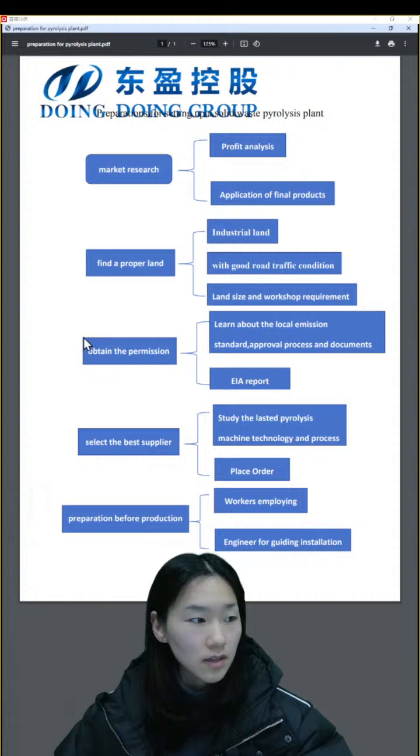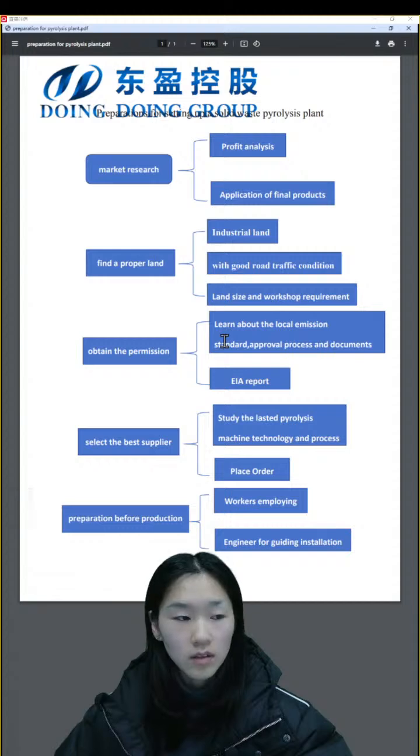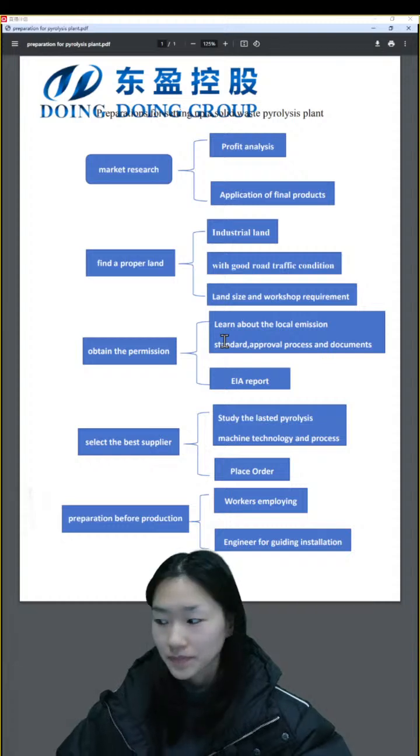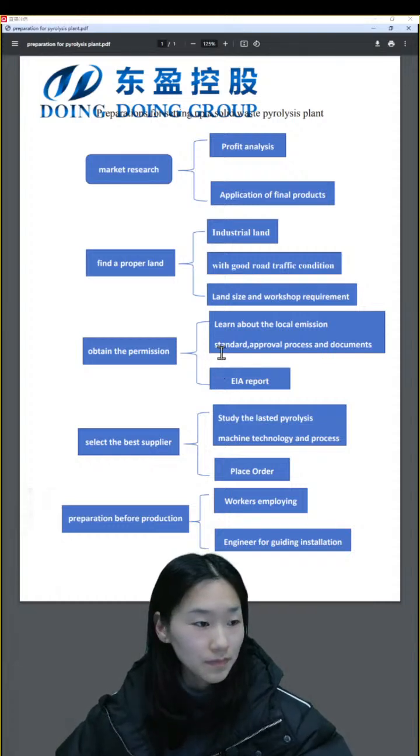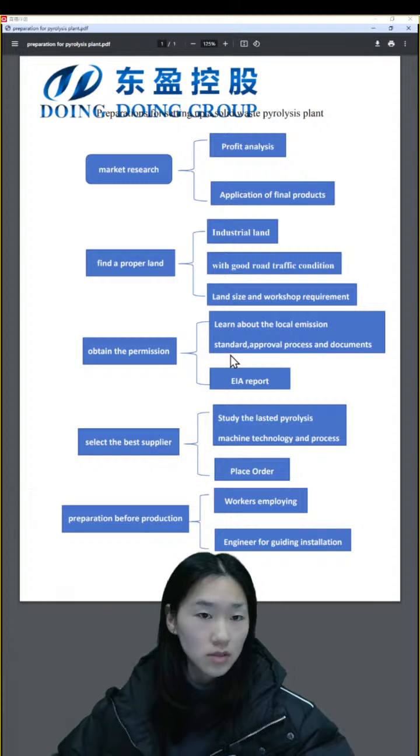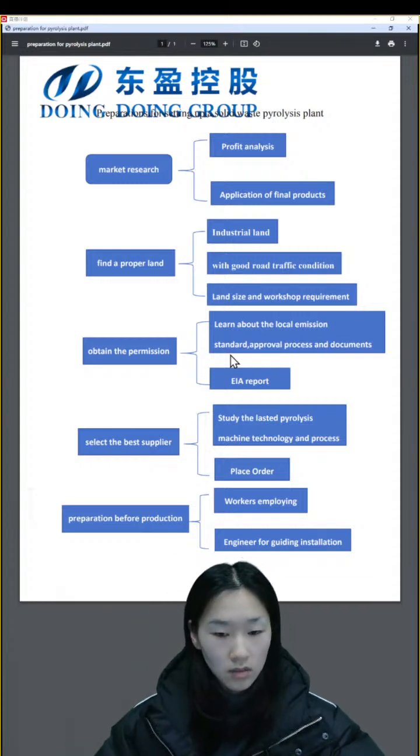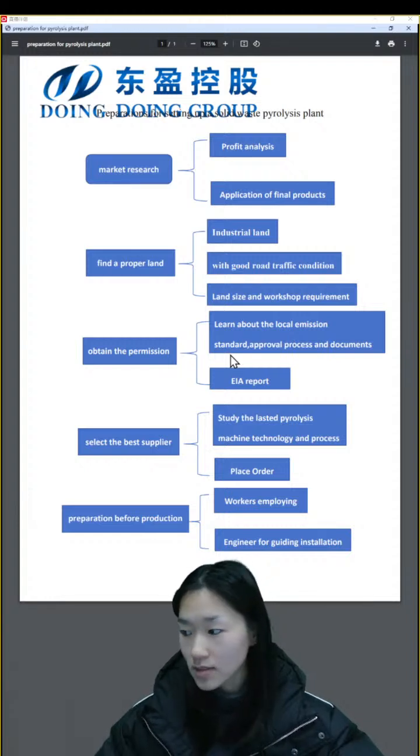Okay, let's see the second one. After the land, the second step is to obtain the permission. Firstly, you need to learn about the local emission requirements for emitting smoke, the flue gas. You need to learn about the emission data, and know the approval process and documents.